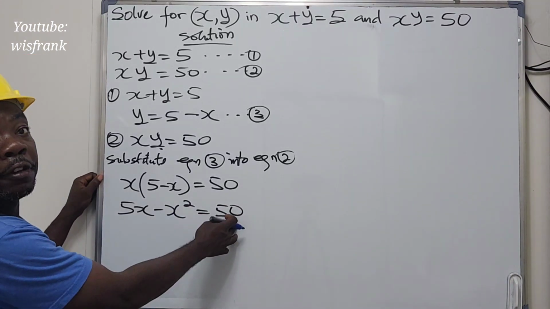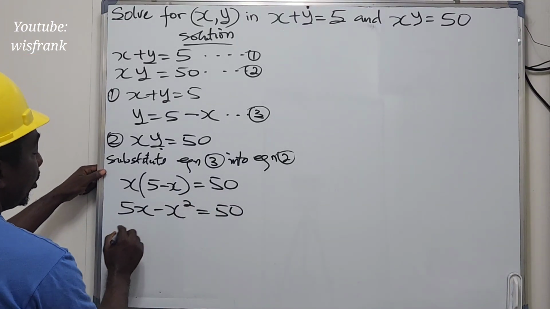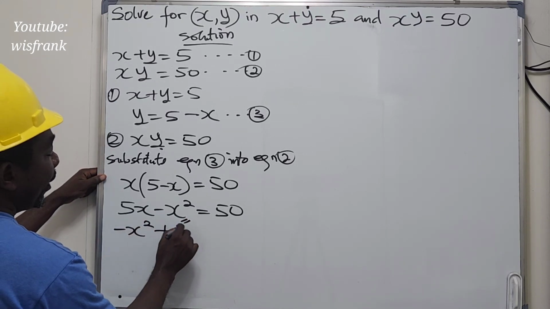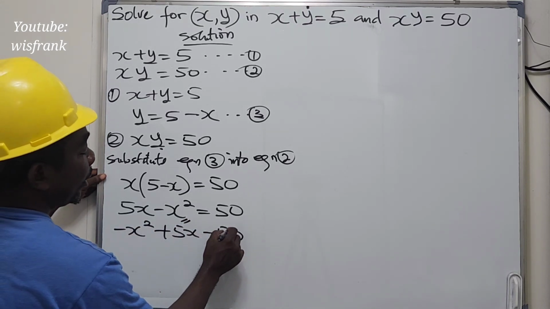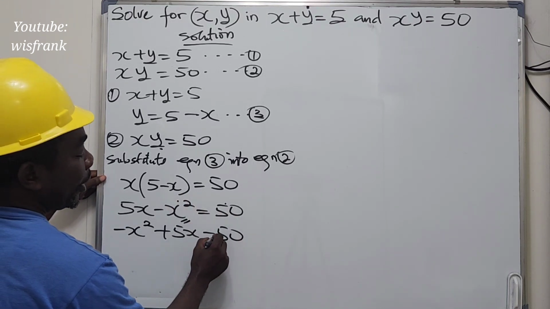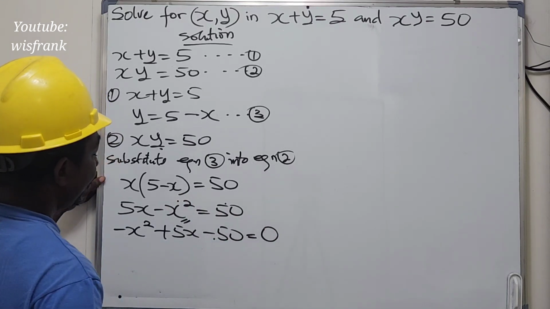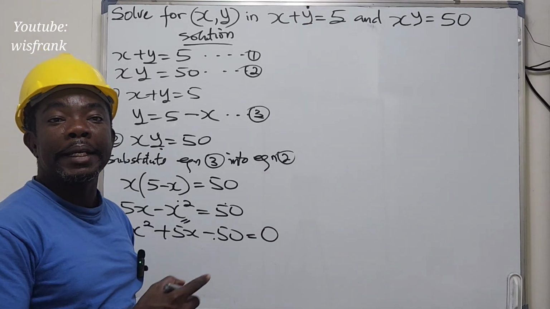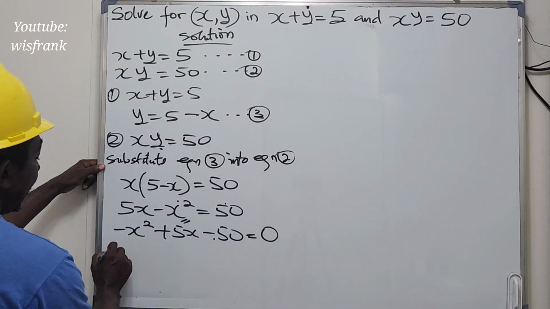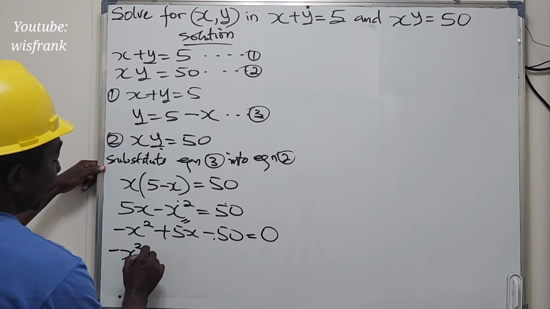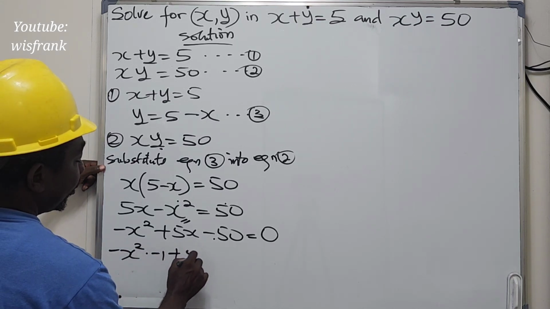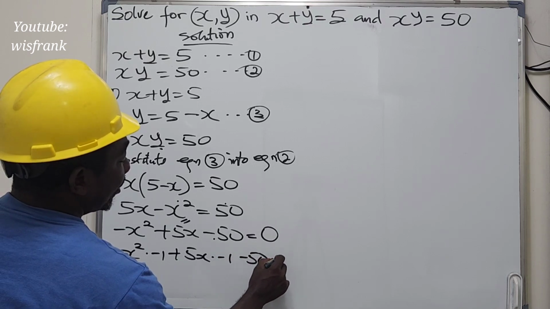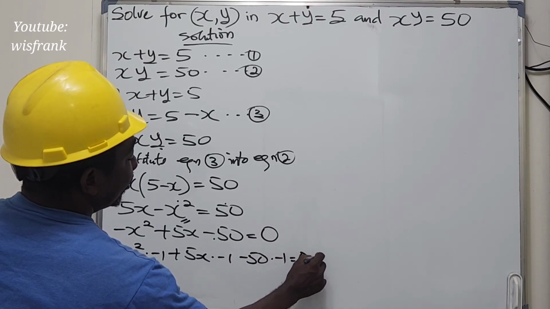We can transpose 50 to the other side. This will become minus x to the power of 2 plus 5x minus 50 equals 0. So we have a negative sign here, so we can multiply all through by negative 1. So we have negative x to the power of 2 times minus 1, plus 5x times minus 1, minus 50 times minus 1, equals 0 times minus 1.